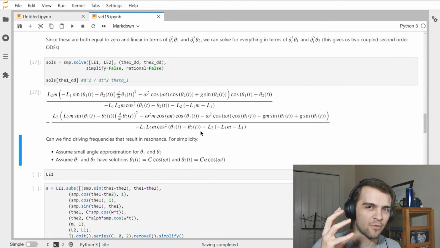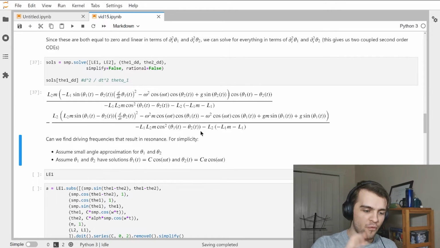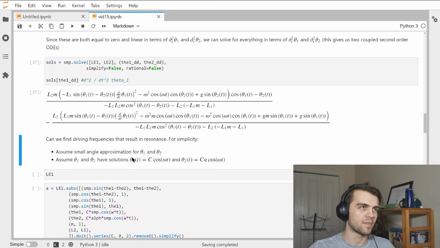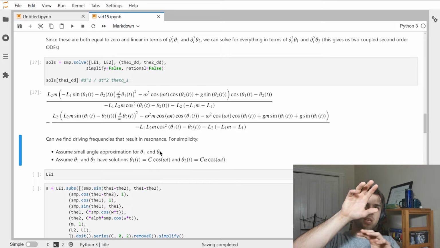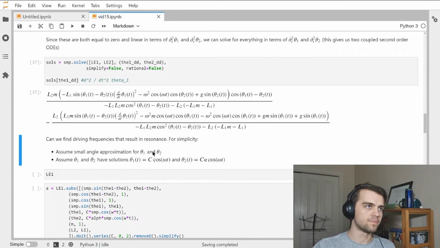So we need to be clever about how we do this, and this would be very difficult to do by hand, but it's not super difficult to do with SymPy. So we're going to make a few approximations here, right? Because we can't do this exactly. These are big equations. We need approximations. What we're going to do is assume the small angle approximation for theta 1 and theta 2. We're going to assume that the pendulum isn't moving too much, even at resonance, so that the angles remain small.